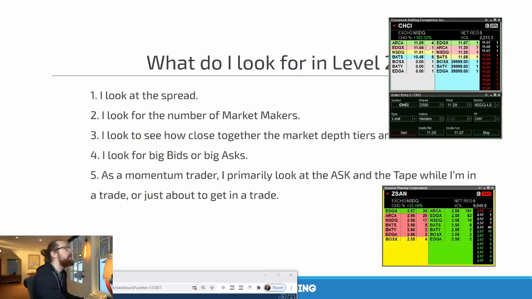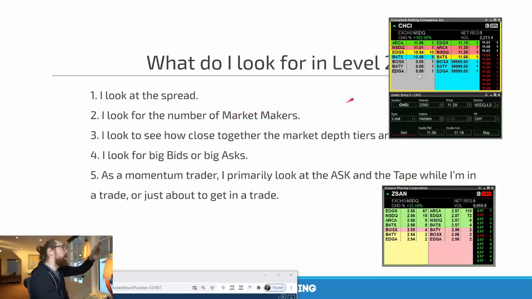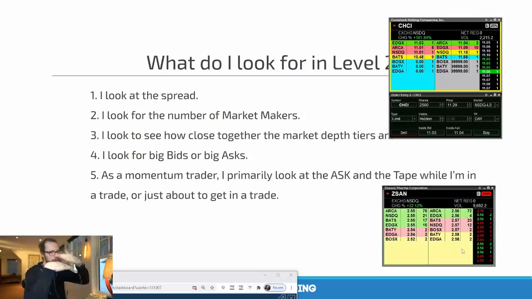Anyway, you certainly don't see that on CHCI. So we've got the spread, and the number of market makers on each tier, not in total, but on each tier. On each tier we only have 1 and 1, whereas Zizan has 2 and then 5 or 6 or 7. Then I look to see how close together the market depth tiers are. This one goes 104, 109, 120, whereas this one goes 56, 57, 58. Those are penny, penny, penny, very tight, whereas this one is spread out.